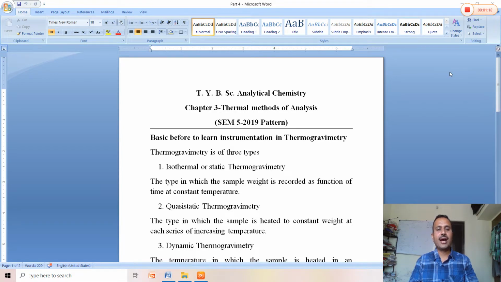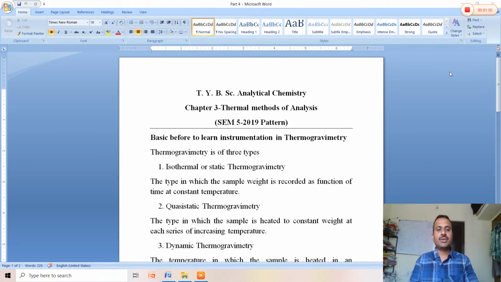thermogravimetry. First is isothermal or static thermogravimetry, the type in which the sample weight is recorded as a function of time at constant temperature. In isothermal, as the name itself says, there is a constant temperature. On the y-axis there is the sample weight, and on the x-axis there is time, but the condition is constant temperature. Now the next one is quasi-static thermogravimetry.